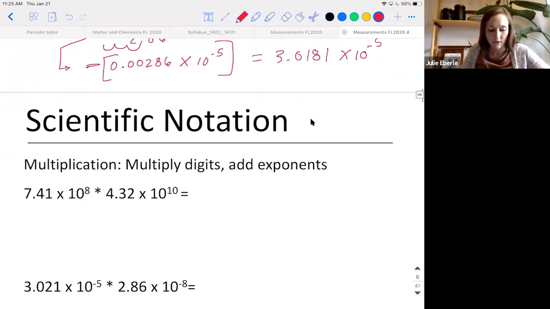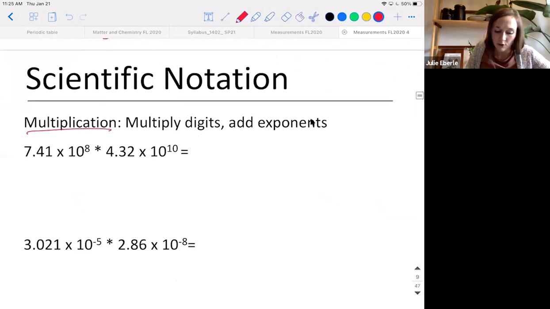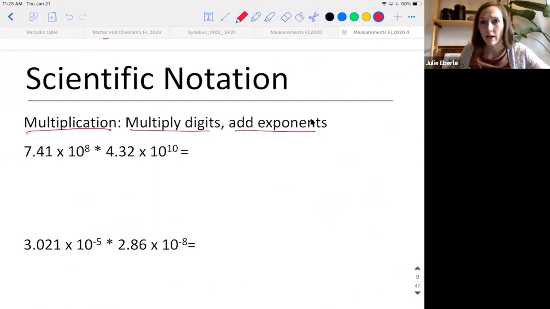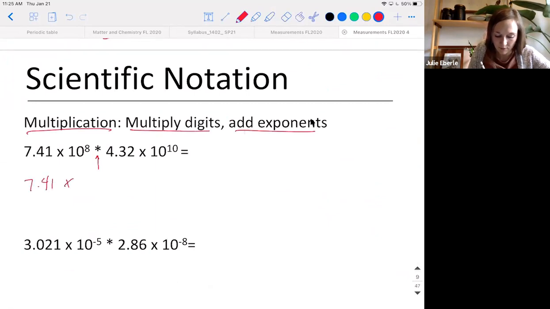All right, let's look at multiplication. Here's the rule. You're going to multiply your base digits and you're going to add the exponents. I think this is simpler because there's none of that manipulation stuff with moving decimals. So we have the same two numbers as on the previous slide, but this time we're going to multiply, okay? So you're literally going to do 7.41 times 4.32. What do you get? And then we're going to look at our exponents.